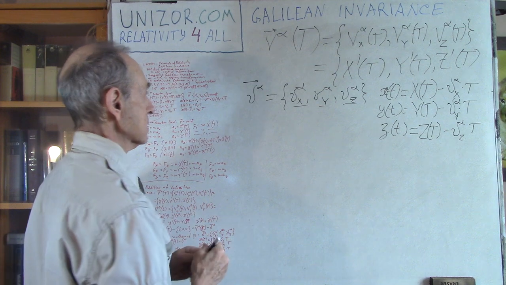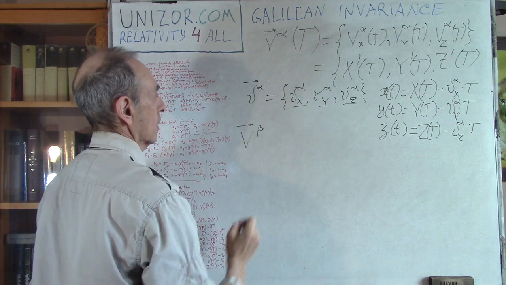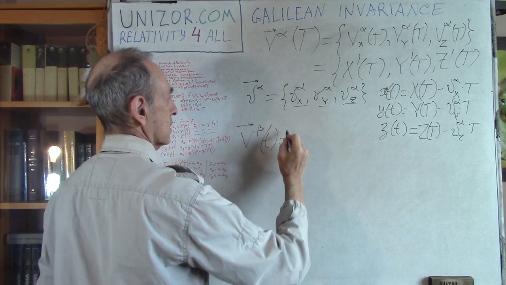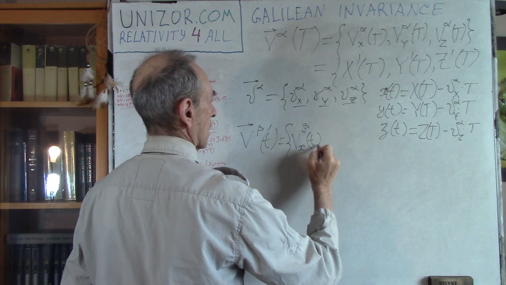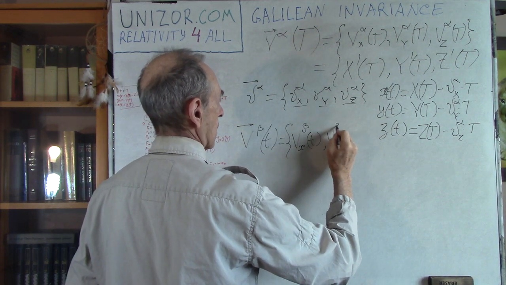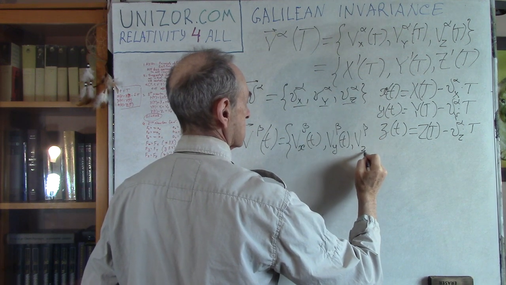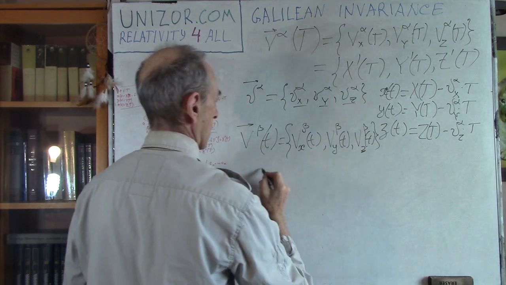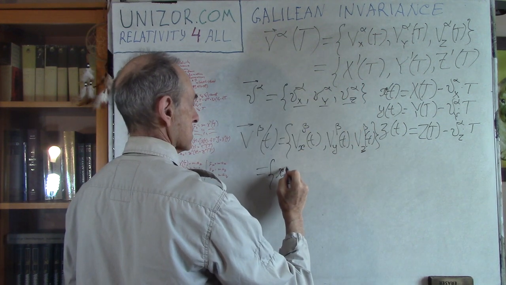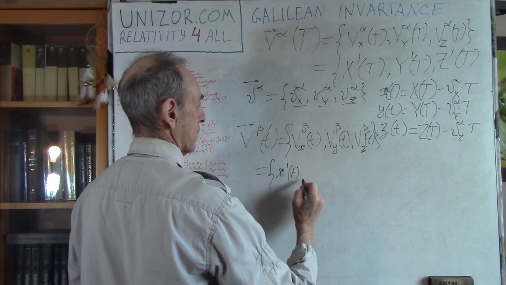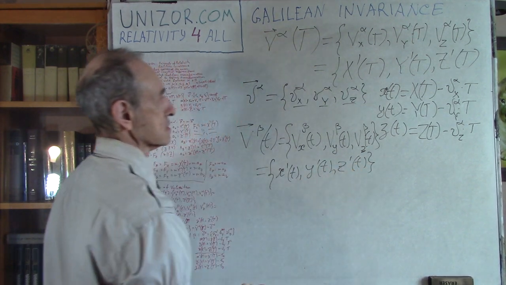Now, let's consider the vector of movement in the beta system, v beta of t. Now, this is basically very similar to this. It has a beta x component, beta y component, and beta z component, which are derivatives of corresponding coordinates, right? So this is x derivative by time, y derivative by time, and z derivative by time. That's what it is, similar to this one.